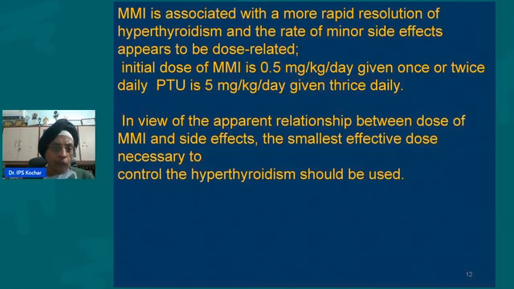So you start with an initial dose of MMI of 0.5 milligram per kg, given once or twice daily, and PTU is 5 milligram per kg thrice a day. Because of the relationship between the dose of MMI and the side effects, the smallest effective dose necessary to control the hyperthyroidism should be chosen. So one should always start from a lower dose, maybe 0.5 milligram per kg, and then gradually increase if you're not getting improvement in your thyroid function test.